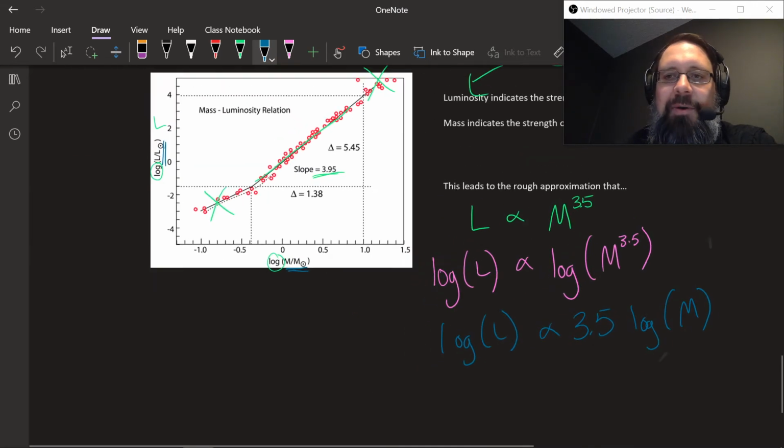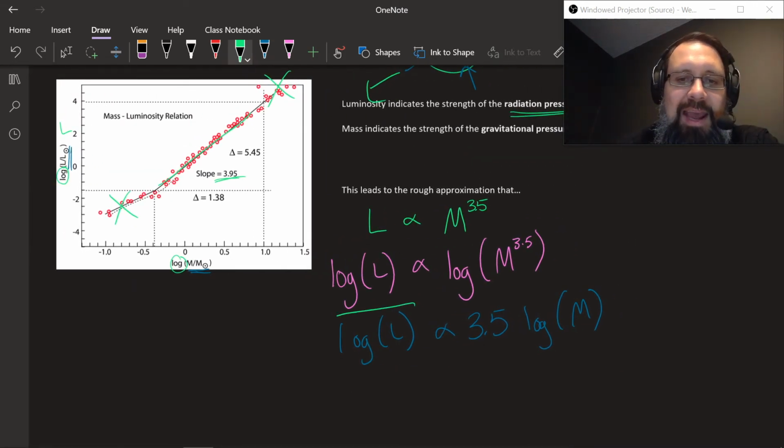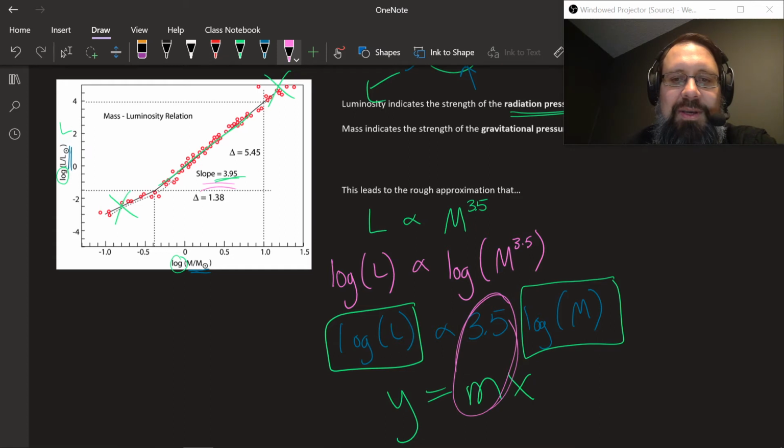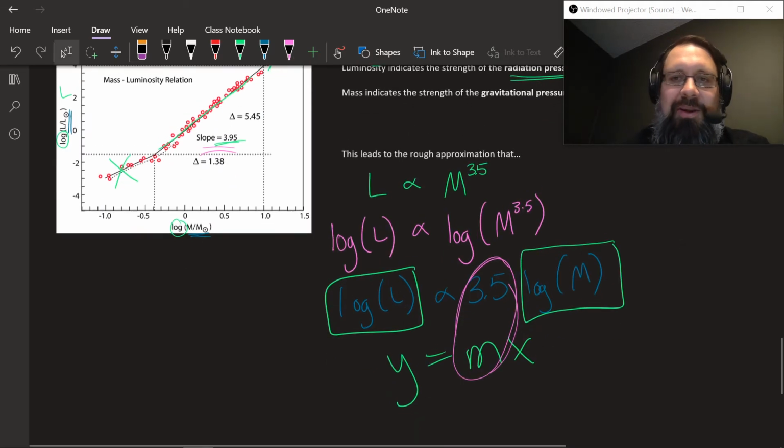And so now you can see why this graph has log of L as the y-axis, and then this is the x-axis. You can see that this looks like the equation of a line, y equals mx. And so that means the 3.5 is just your slope. That's why the slope was 3.95 here, but we're going to end up using 3.5. Okay, so there it is. That's all I wanted to show you guys from this graph here.